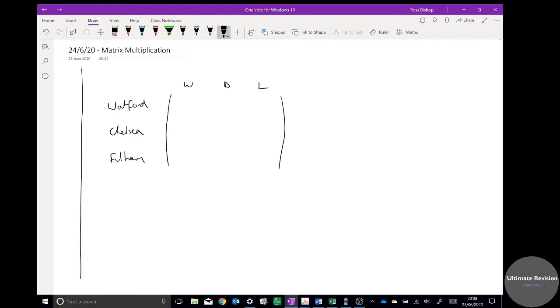So let's say Watford won 5 matches, drawn 2, lost 1. I wish, but let's just imagine that's true. Let's say Chelsea won 4, drawn 0, lost 2, and Fulham won 1, drawn 3, and lost 5.